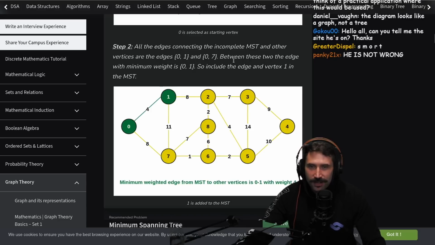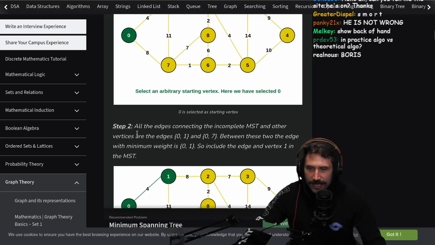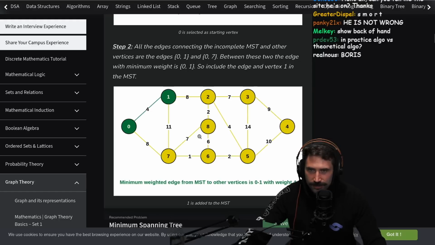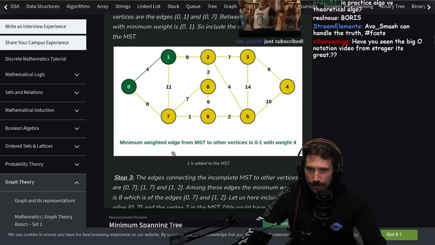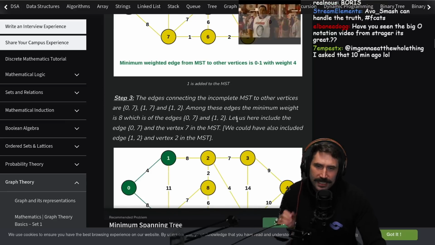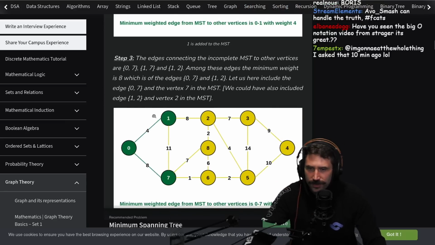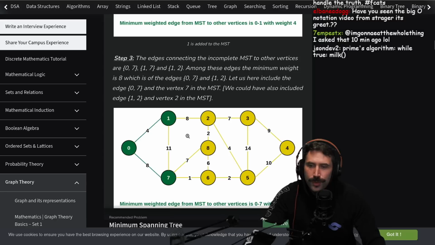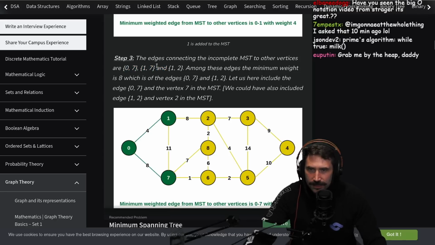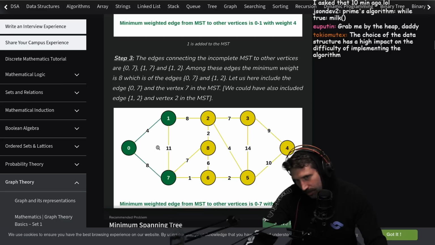Okay, let's see. So there's really only 2 edges that are available. Yep, that's what I said. There's only 2. We choose this one. Boom. Welcome to Costco. The edges contain the incomplete MST and other vertices. So we'd add 2 new edges at this point, 8 and 11, which means we'd have these interesting weights going on. The minimum weight would be 8, whereas this one would be 12, and this one would be 4 plus 11, 15. So obviously we choose this one.